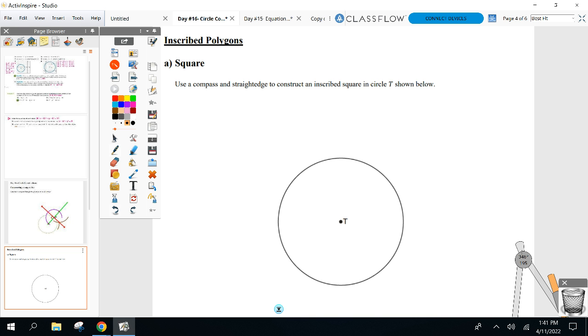How am I going to get 4 arcs out of this? Somebody in second period was just like, oh, just do it. There you go. 4 congruent arcs. Just do it. I don't think that works that way. Why the heck do I have a compass in my hand?